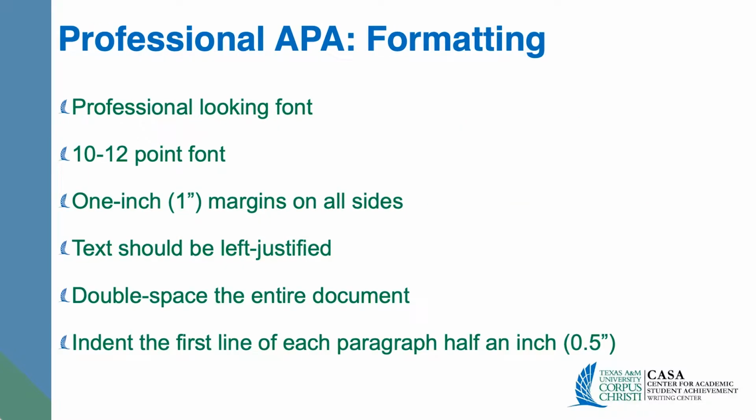The first thing to look at is just the nuts and bolts of creating your paper. You'll want to use a professional looking font. It can be serif or sans serif, does not matter anymore according to APA 7th edition. You can use a 10 to 12 point font, but make sure it's a legible font. If you're going to use a 10 point font, make sure the font that you're using actually has a larger letter size. You'll still need to use 1-inch margins on all sides.